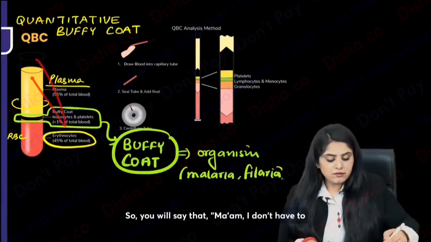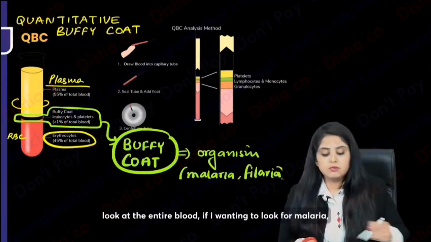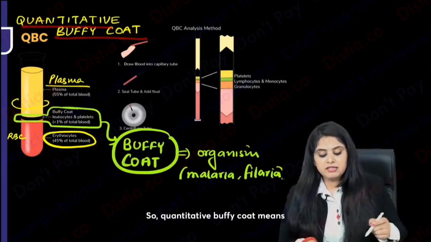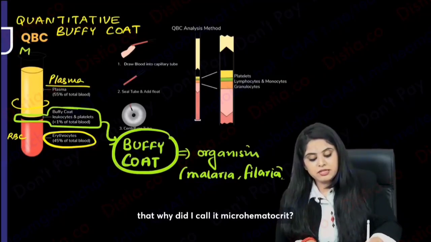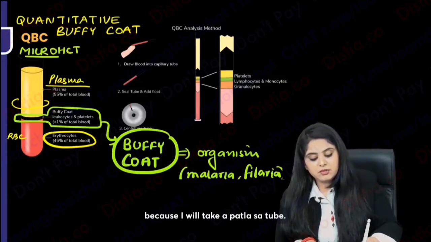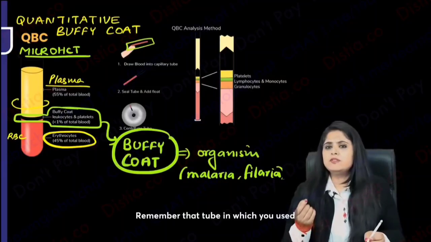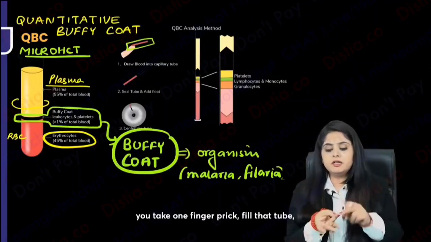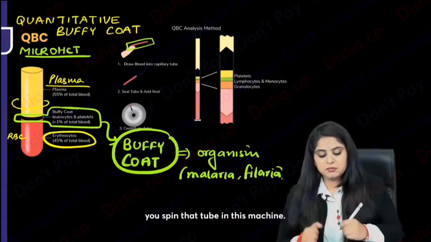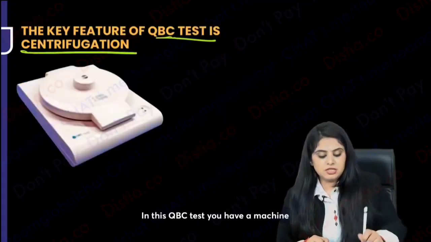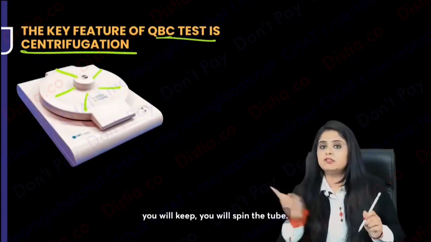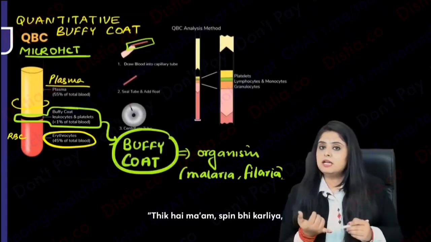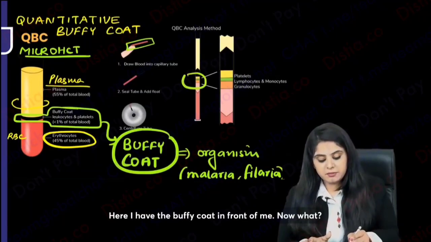So you will say, ma'am, I don't have to look at the entire blood. If I want to look for malaria, I will just look at this buffy coat. Exactly. So why did I call it microhematocrit? Because I will take a thin tube. Remember that tube in which you used to do bleeding time, clotting time in your physiology practical, that thin tube. You take one finger prick, fill that tube, and spin that tube. In this QBC test, you have a machine, you keep the thin tube inside it, you spin the tube, and you get the buffy coat. You will say, okay ma'am, spinning is done, the buffy coat is also there, here I have the buffy coat in front of me.